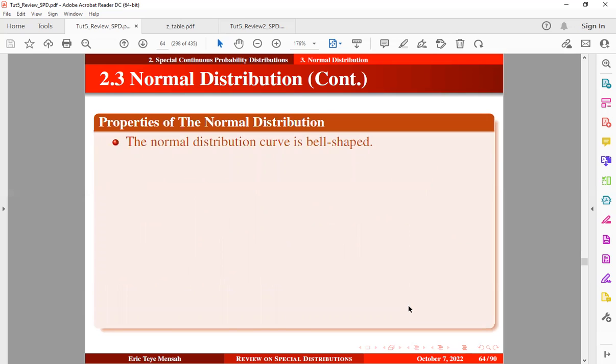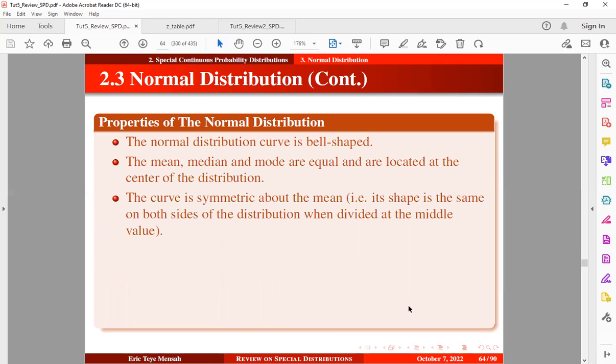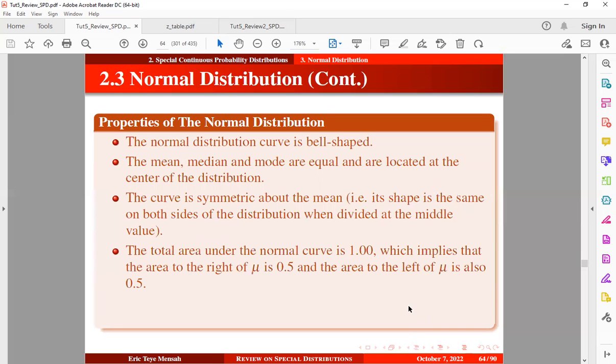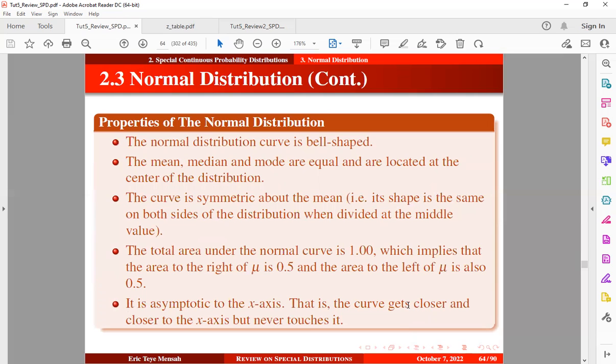The normal distribution curve is bell-shaped. Also, the mean, median, and mode are equal and are located at the center of the distribution. The curve is symmetric about the mean, that is, its shape is the same on both sides of the distribution when divided at the middle value. The total area under the normal curve is 1, which implies that the area to the right of the mean is 0.5 and the area to the left of the mean is also 0.5 or 50%. Okay. Now it is also asymptotic to the x-axis, that is, the curve gets closer and closer to the x-axis but never touches it. Okay.